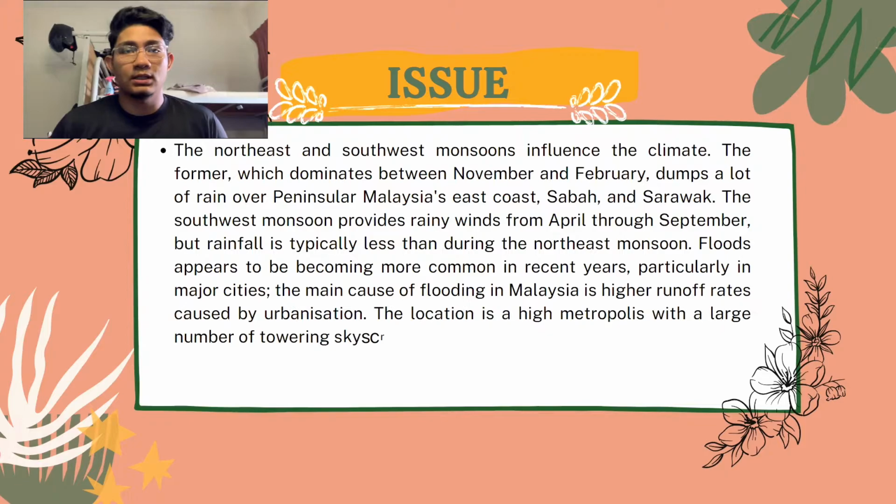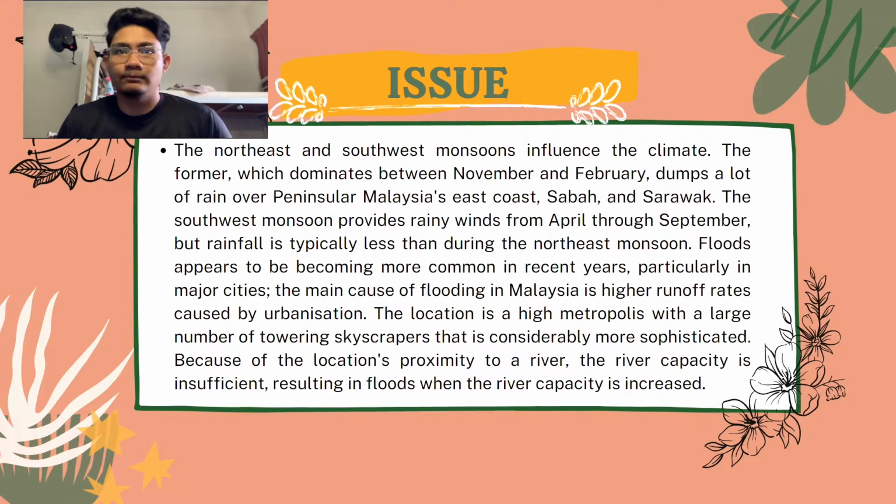Today I'm going to present the issue of our project. The northeast and southwest monsoon winds influence the climate. The former, which dominates between November and February, brings a lot of rain over Peninsula Malaysia's East Coast, Sabah and Sarawak. The southern monsoon provides rainy winds from April to December, but rainfall is typically less than during the Indonesian monsoon. This is typical of Malaysian rain activity.